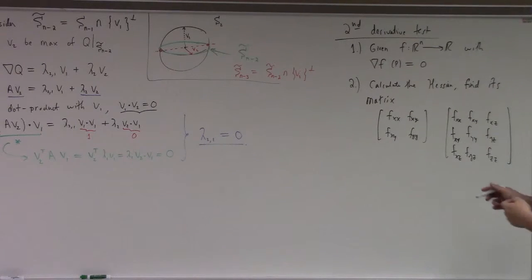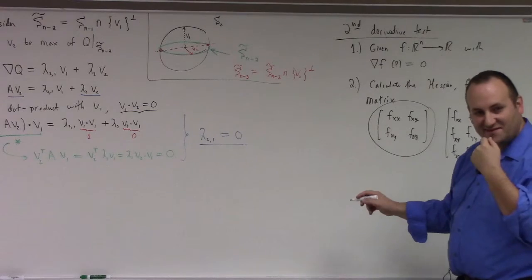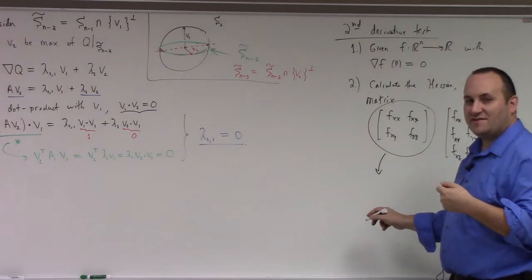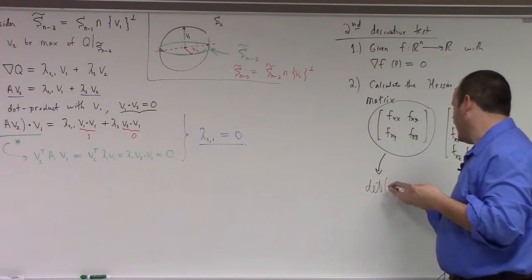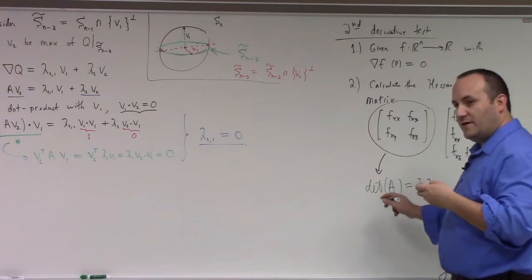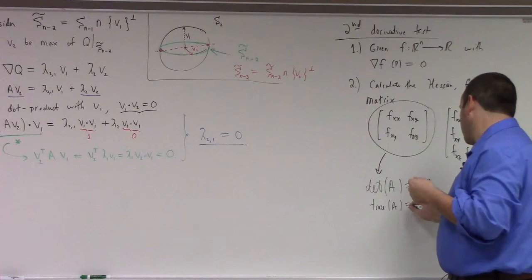So for a 2 by 2 matrix, what are the eigenvalues? Do you guys know? How are they related to the matrix? The determinant of the matrix is the product of the eigenvalues. The trace of the matrix is the sum of the eigenvalues.